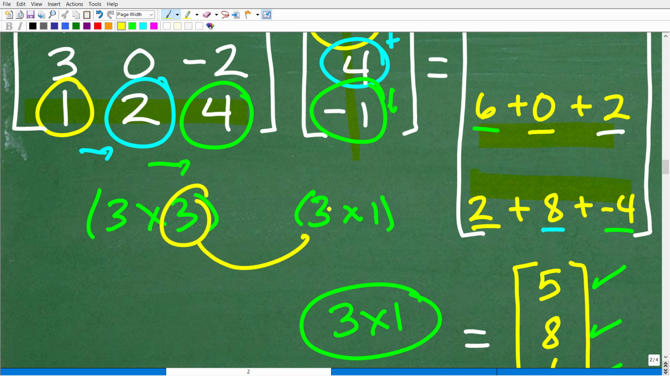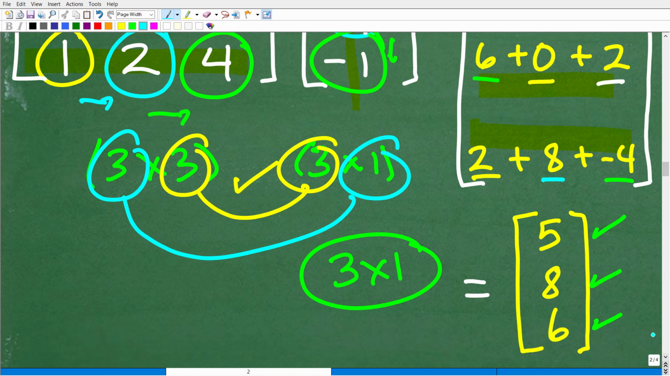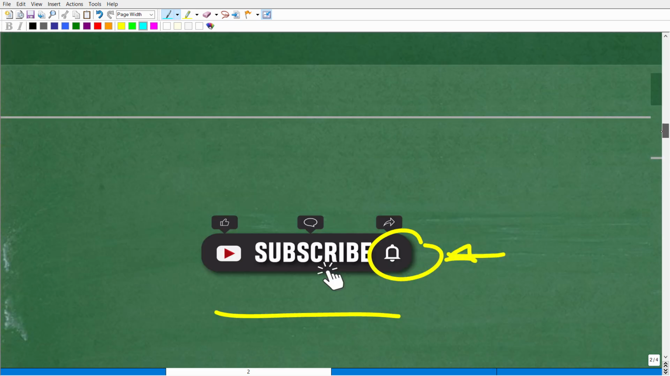So first of all, we checked to see that the column of the first is equal to the row of the second. It is. And so therefore we can multiply these two matrices, and the answer is going to be a 3 by 1, 3 rows and 1 column. And here it is.